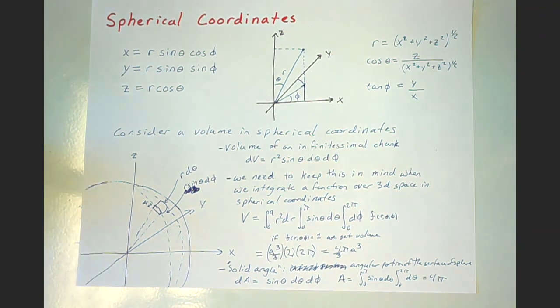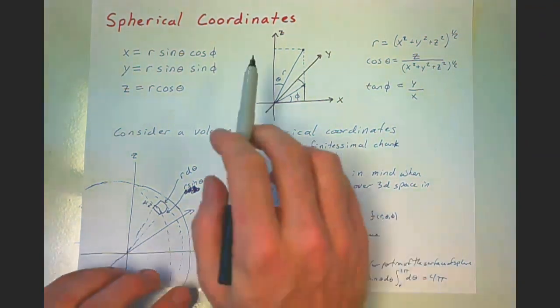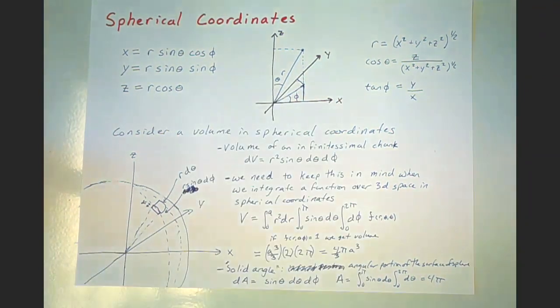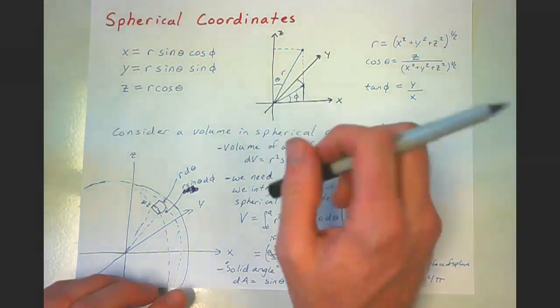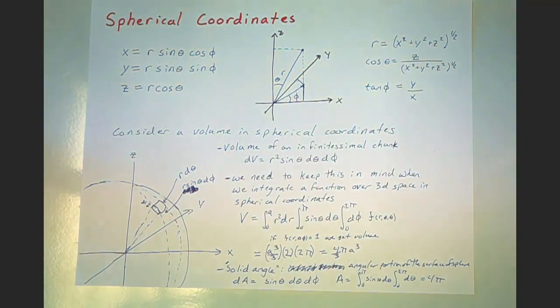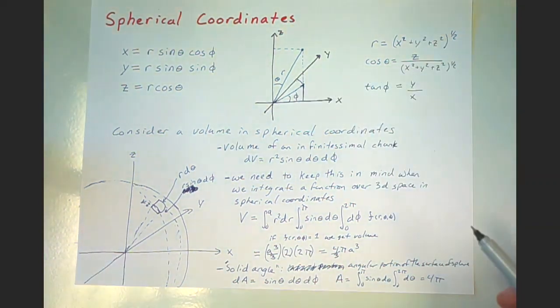Thinking about this in a system that we might be more familiar with, if z is the North Pole, theta is the declination of our vector relative to the North Pole, and phi might be where our object is relative to, say, some arbitrary point like Greenwich.